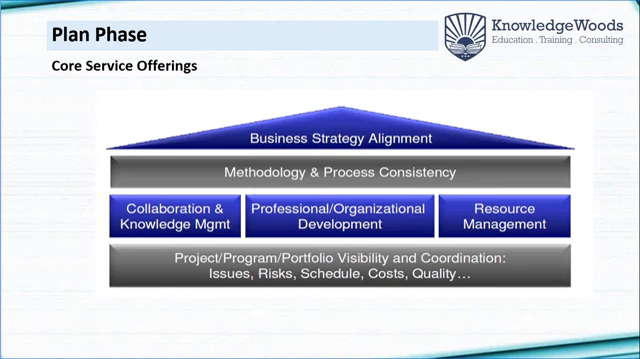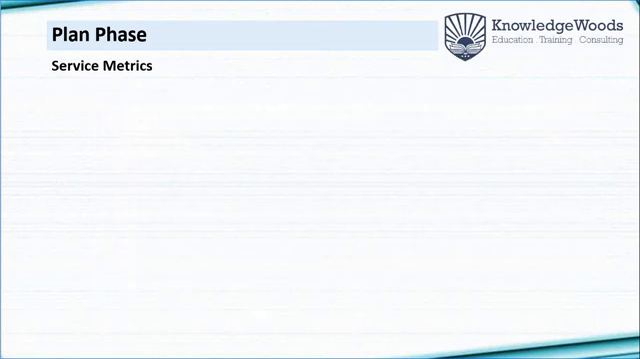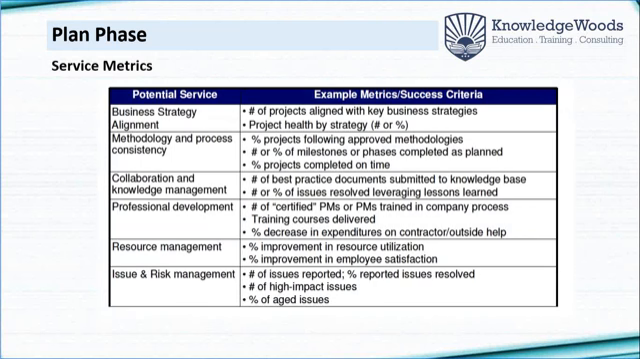Then once the core services are defined, the next important step is to have metrics that will ensure that you have achieved your core services and you can measure those services. Have you achieved it optimally, or is any improvement required? Are any changes required? So always define metrics for your core services. Some examples of metrics for your core services are shown on your screen.